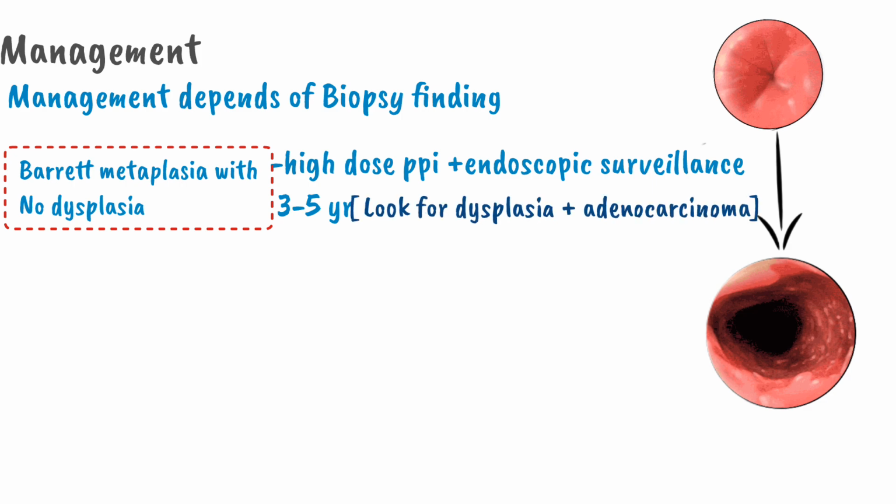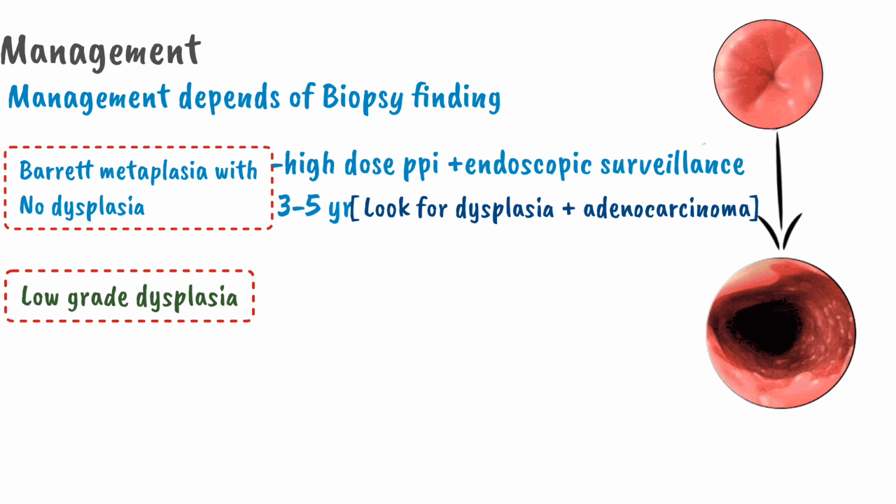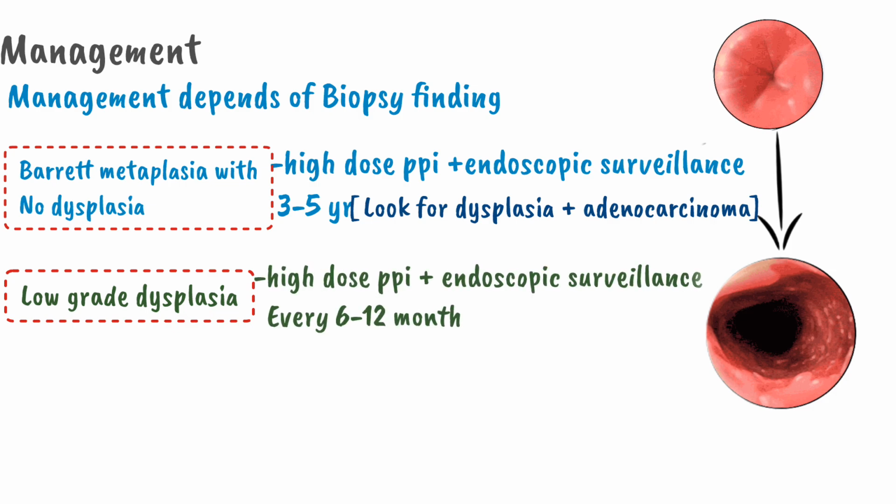The second one is low grade dysplasia. If the biopsy shows low grade dysplasia, then we have to treat the patient with high dose PPI, and endoscopic surveillance should be done every 6 to 12 months to look for high grade dysplasia or cancer.